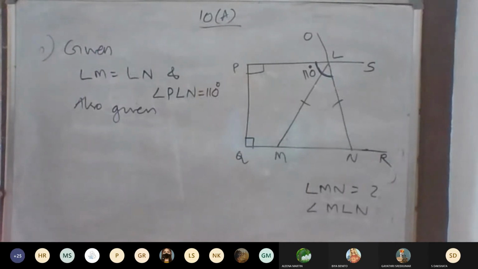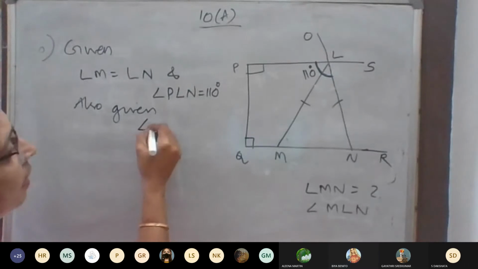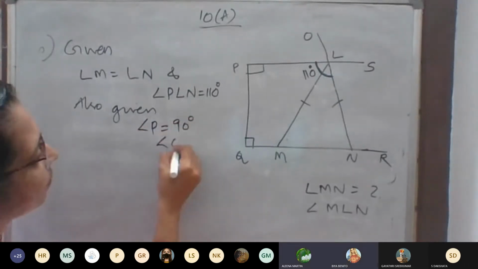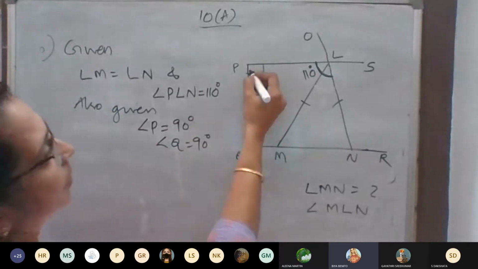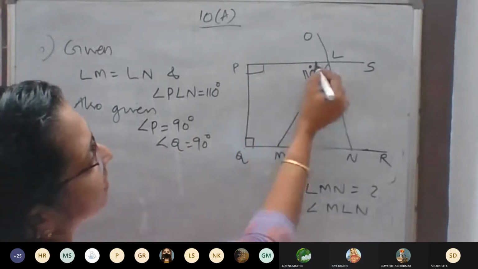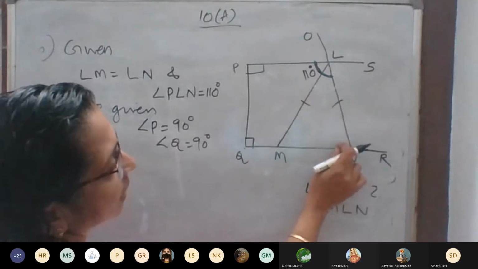What is this square? What is the meaning of that? 90 degree. Which angle? Angle P is equal to 90 degree, and angle Q is equal to 90 degree. So PQ, this L is given. So we can find out N, no.